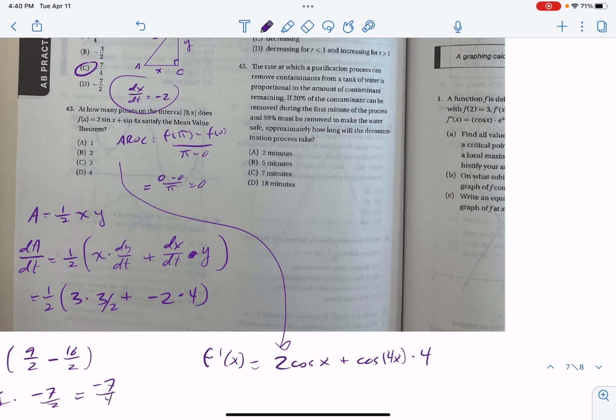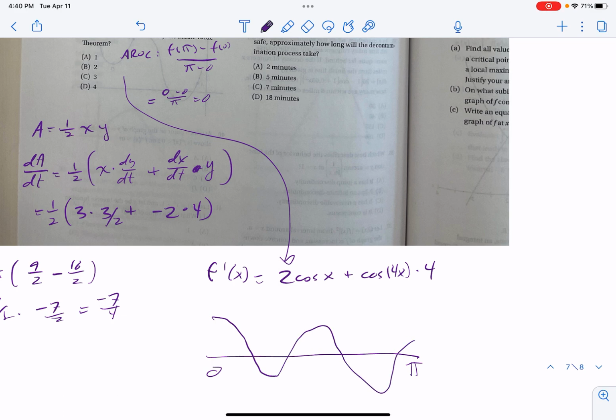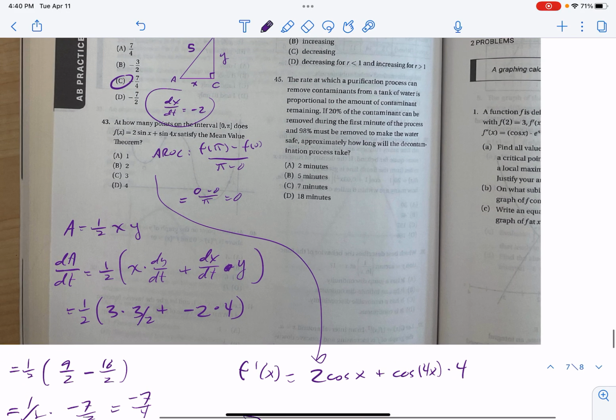And I can just count how many times I see this graph going through the x-axis. When I zoom in on this, here's pi, here's 0. The graph appears to do something like so. So how many times is it equal to 0? 1, 2, 3, 4 by my count, which is listed, and that is the answer.